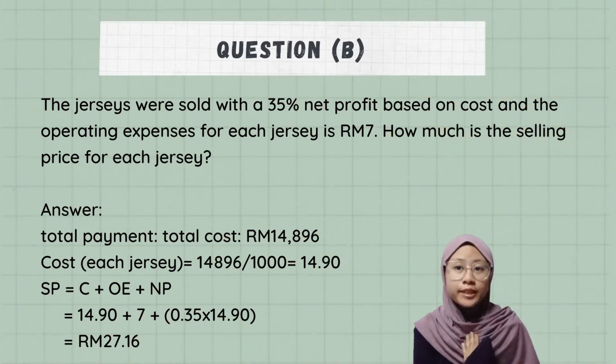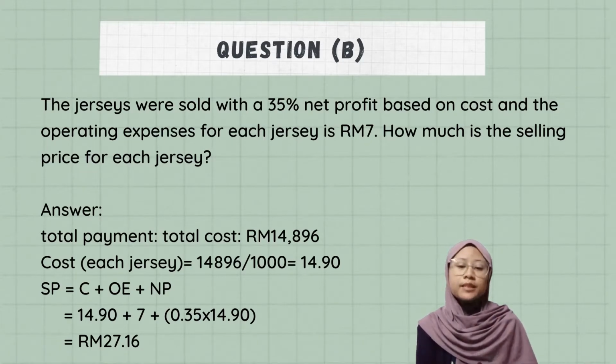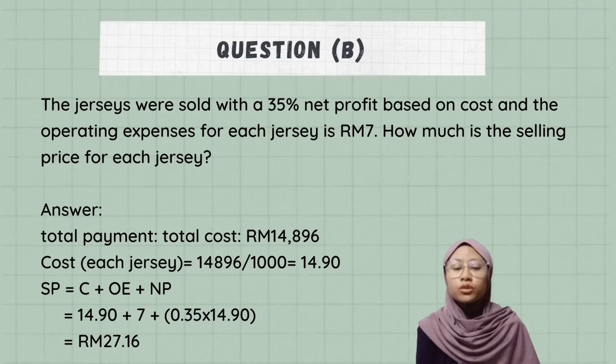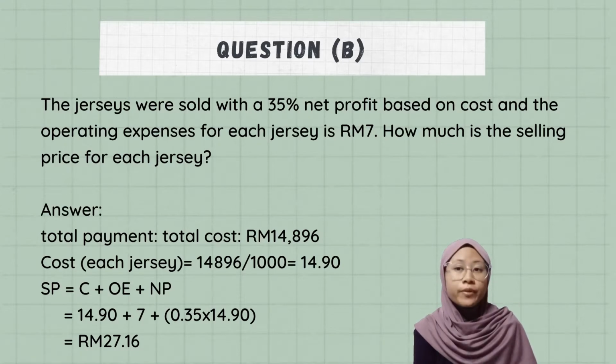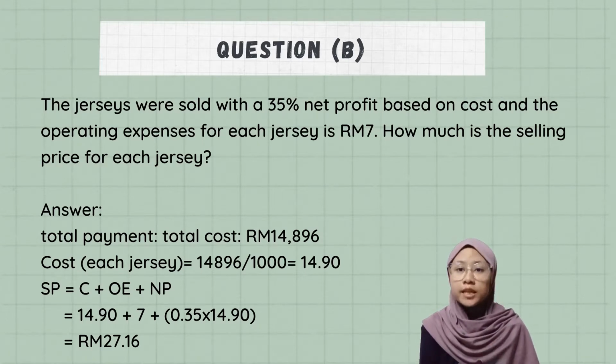Hi, I'm Nurdini and I will answer question B. The question B is, the jerseys were sold with a 35% net profit based on cost, and the operating expenses for each jersey is 7 ringgit. How much is the selling price for each jersey?